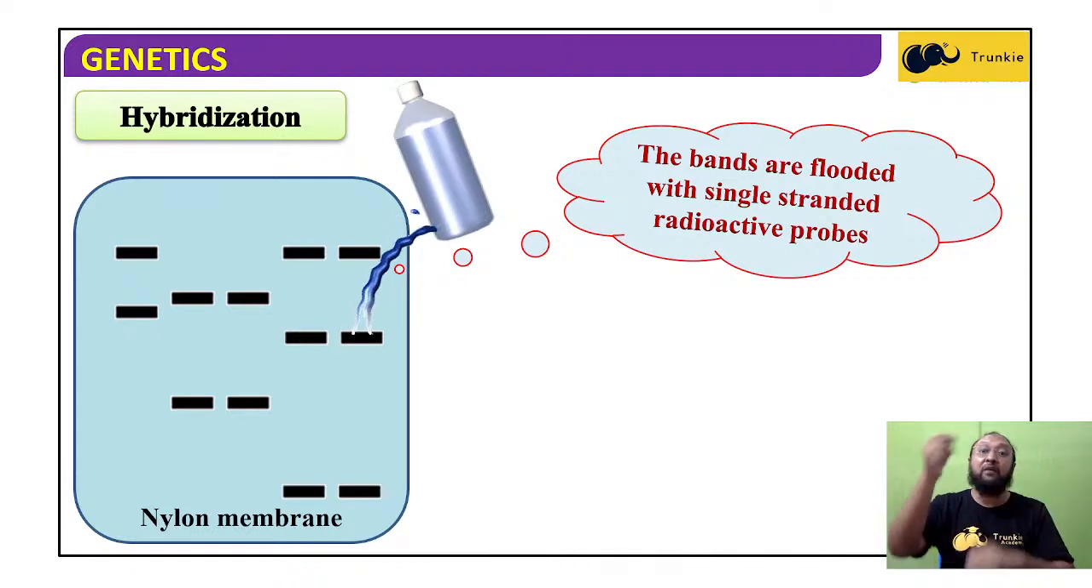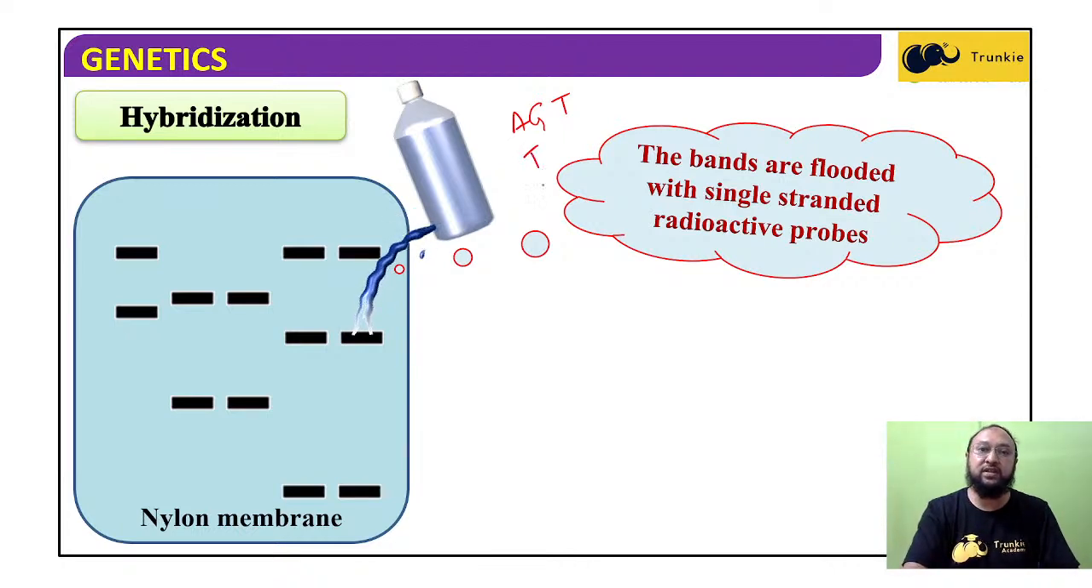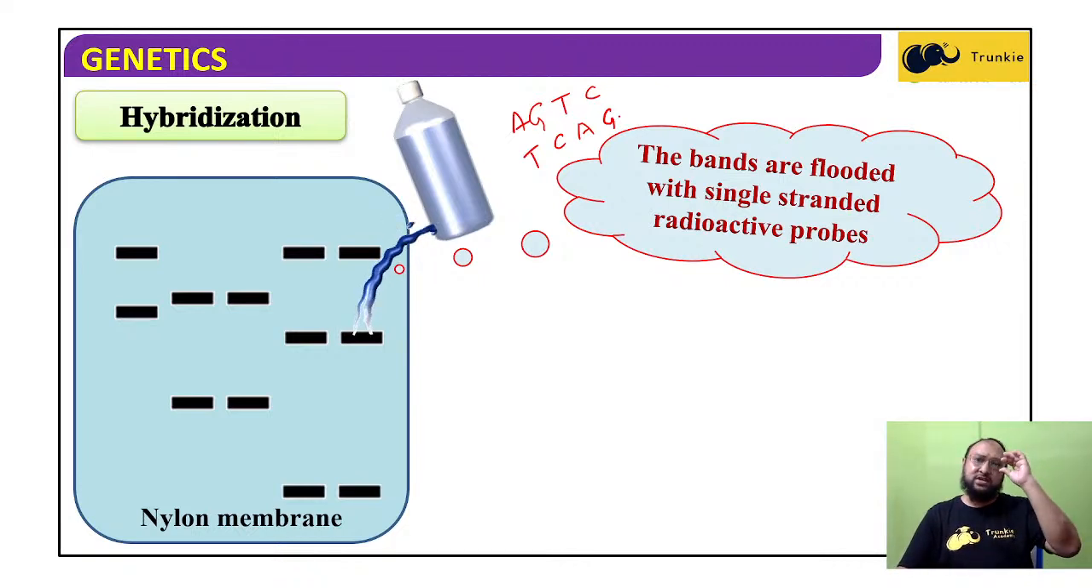Now, for example, if there is a band of DNA like G-T, what will happen there? The complementary will be T, C and A, and the G. So if this band has AGTC, the complementary will be TCAG.